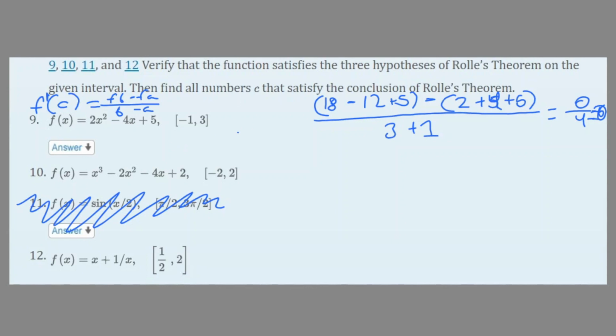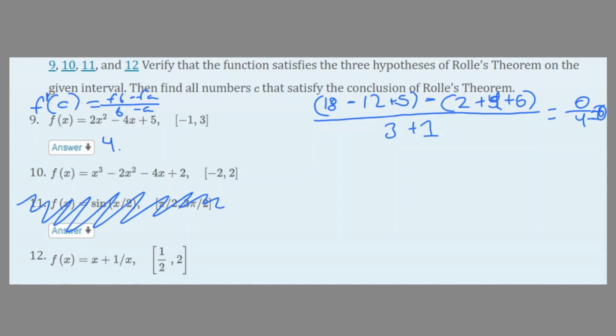And now we need to find the c value. So how do we do that? In order to find a point at which the derivative is 0, it's basically a horizontal tangent line, for example, like a minimum or maximum value. So what we need to do is find the derivative and then solve for x.